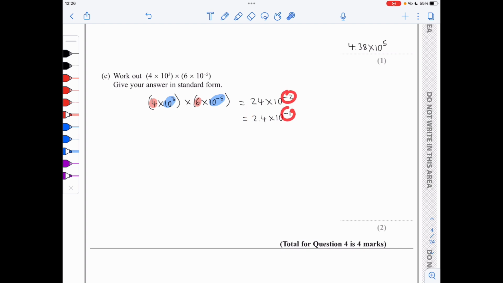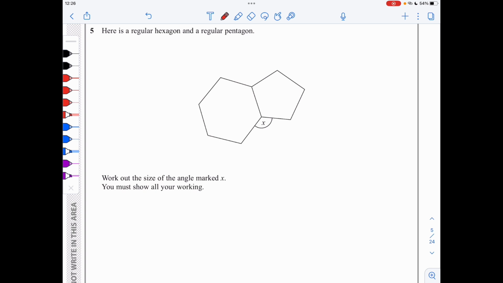In question 5, we've got a regular hexagon and a regular pentagon, and we need to work out the size of angle X. I could start by labeling this angle here, the interior angle of the regular hexagon, as theta, and the interior angle of the regular pentagon as phi.